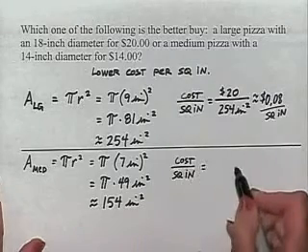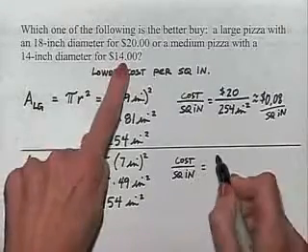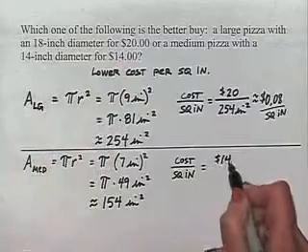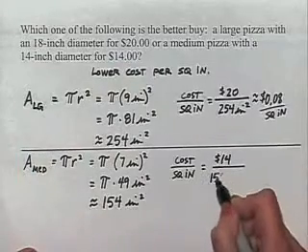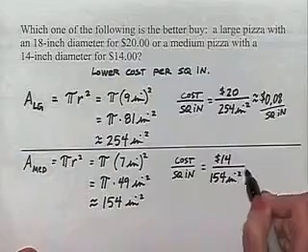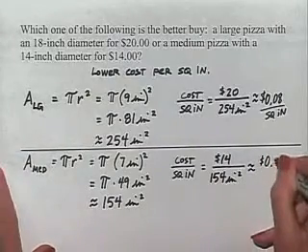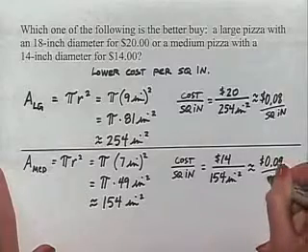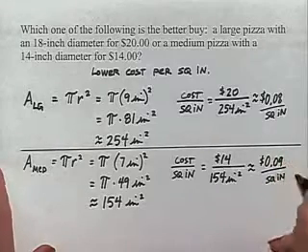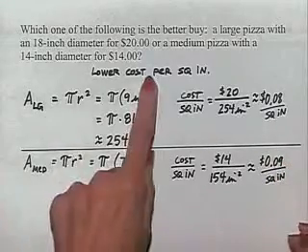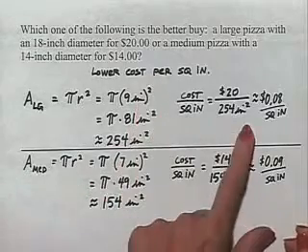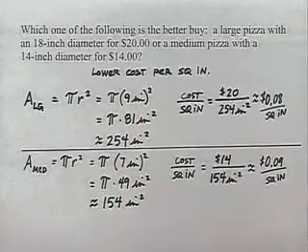Now we'll find the cost per square inch, and we'll set that up by taking the cost of the medium pizza of $14, dividing it by 154 square inches, and we come up with a value that is approximately 9 cents per square inch. And since the lower cost per square inch would be the better buy, then in this problem, it turns out that our large pizza is better.